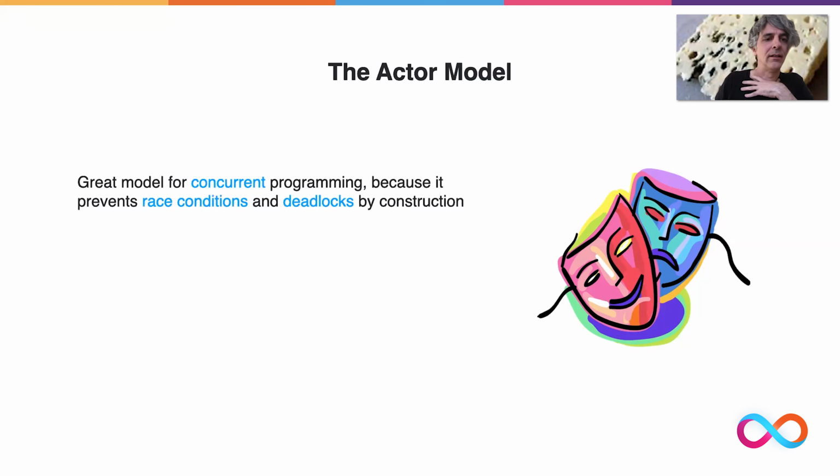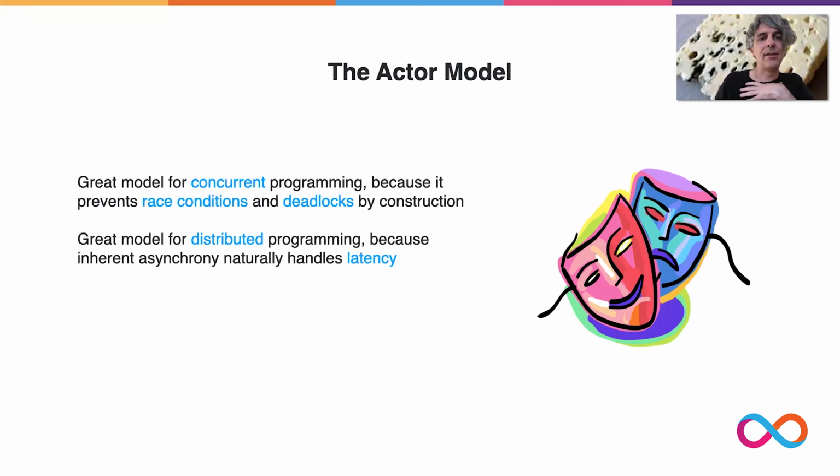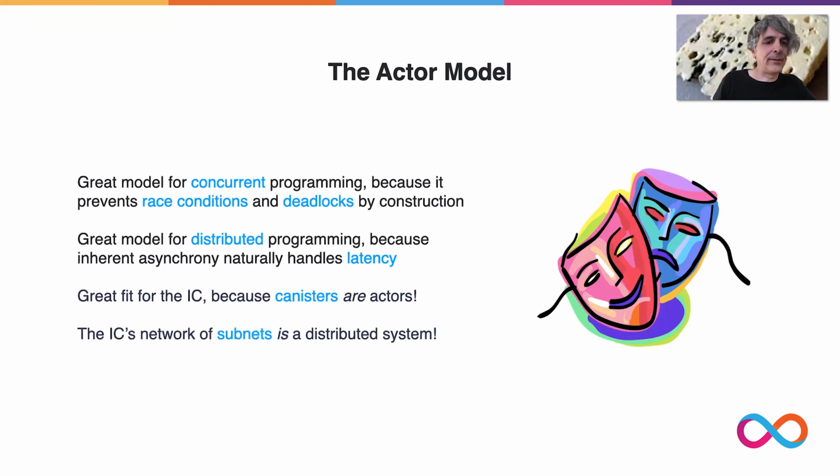So that makes it a great model for concurrent programming, and that's why there has been more interest in it recently. It's also a great model for distributed programming, which is kind of an extension of concurrent, if you want, because the asynchronous nature of message sends is a very natural fit for the latency that you naturally have in a distributed system, right? And why is that relevant for the internet computer? Well, actually, the internet computer is a distributed system if you look at it from the right angle, because it has subnets which run separately and independently, more or less, but can communicate with each other.